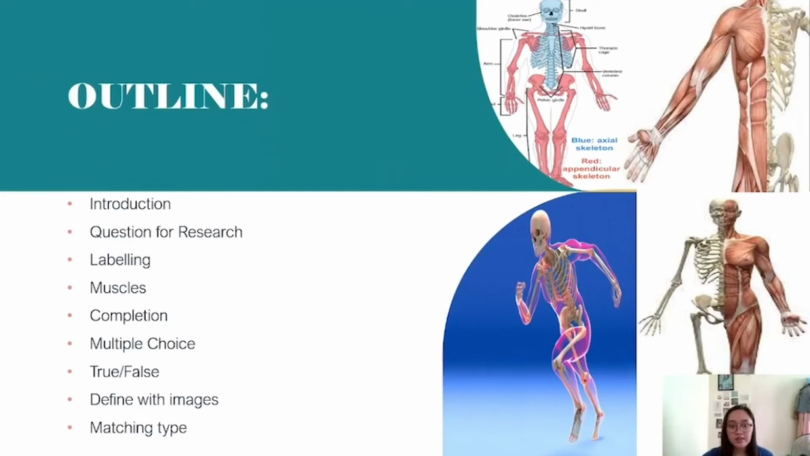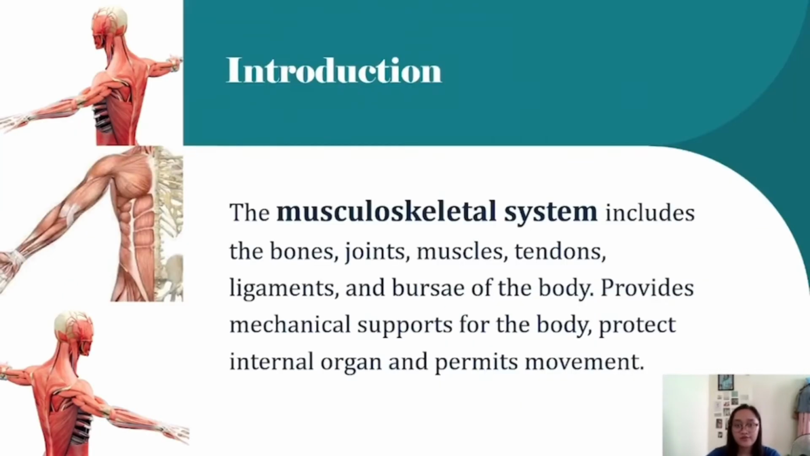Our topic outline would be the introduction to the musculoskeletal system, question for research, labeling, muscles, completion, multiple choice, true or false, defining images, and finally the matching type. So basically, we will be discussing activity 6 in our anatomy and physiology laboratory. And first and foremost, what is the musculoskeletal system?